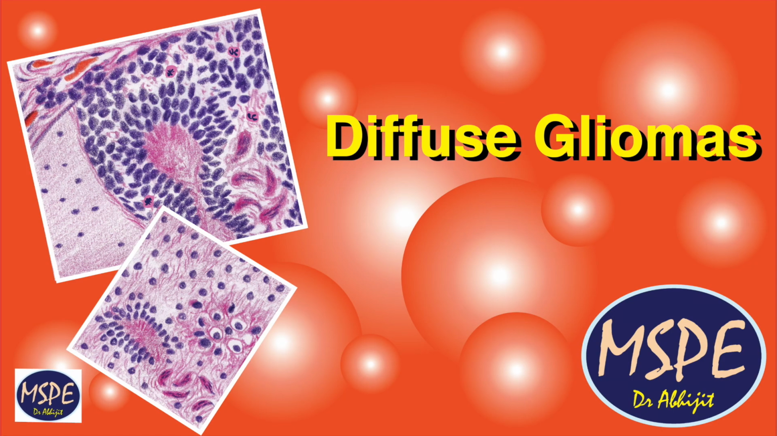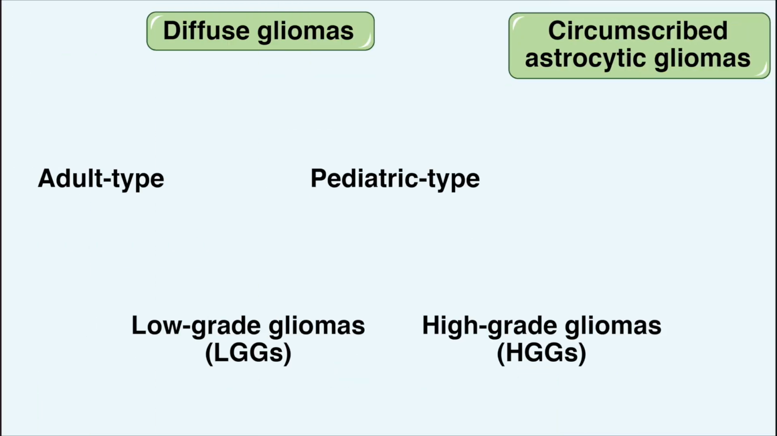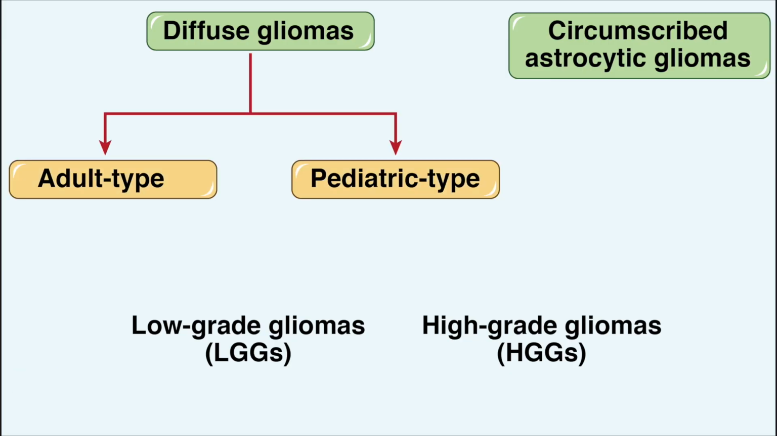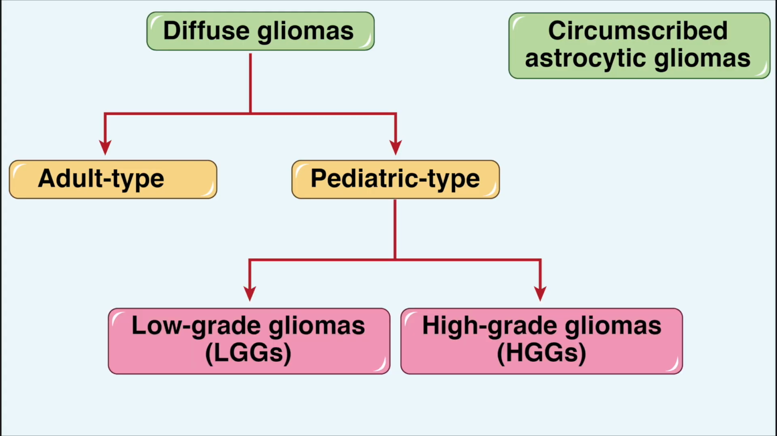I am Dr. Avijit. Today we are going to discuss basic facts of CNS gliomas. Gliomas are of two important groups, diffuse gliomas and circumscribed astrocytic gliomas. Diffuse glioma has two types, adult type and pediatric type. Pediatric type will have two groups, low-grade gliomas and high-grade gliomas.